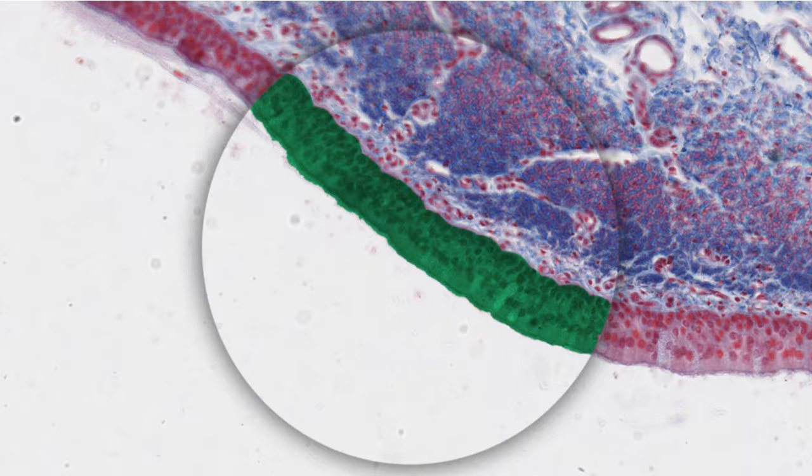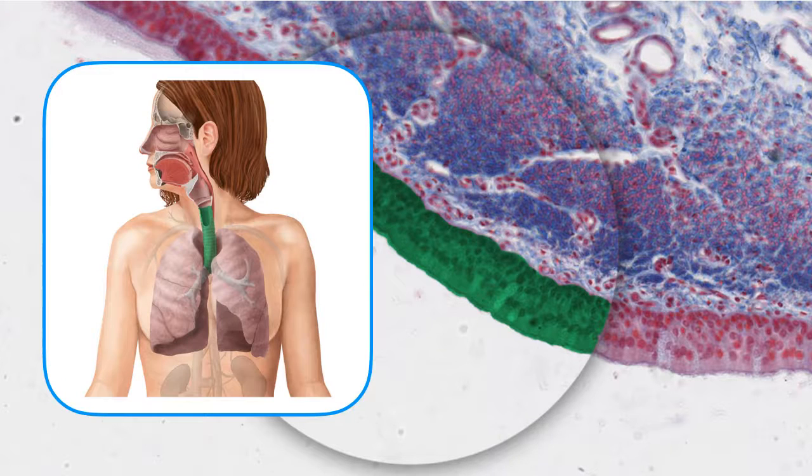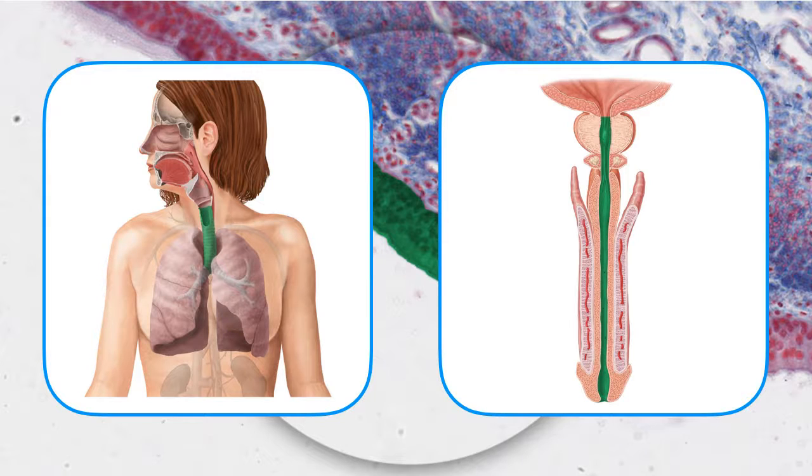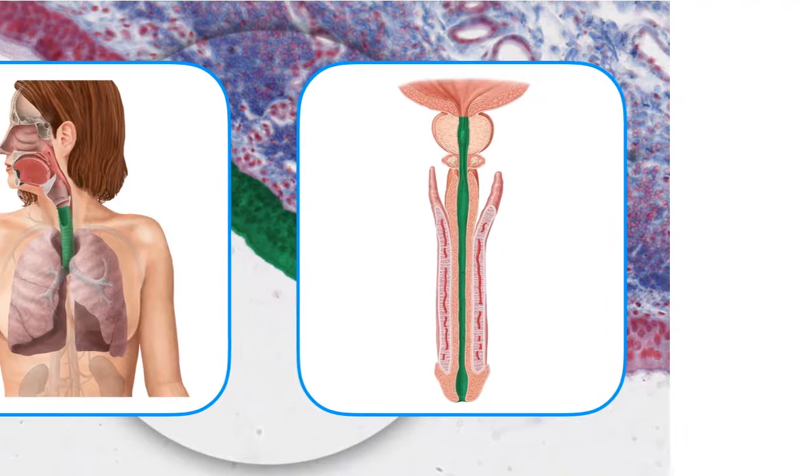Pseudostratified columnar epithelium is typically found lining most major airways such as the trachea, and is also found lining the male urethra. Now that we have an understanding of the different types of simple epithelium and where they're found, let's move on to some clinical notes relevant to the topic.